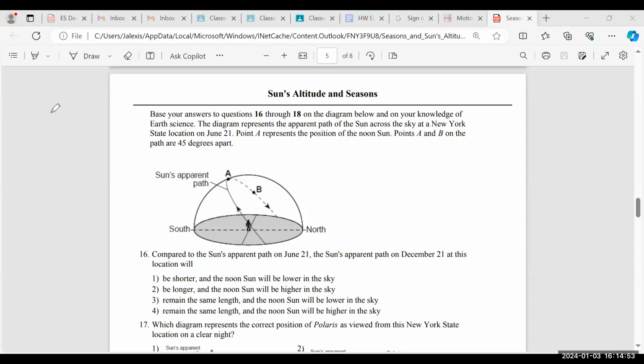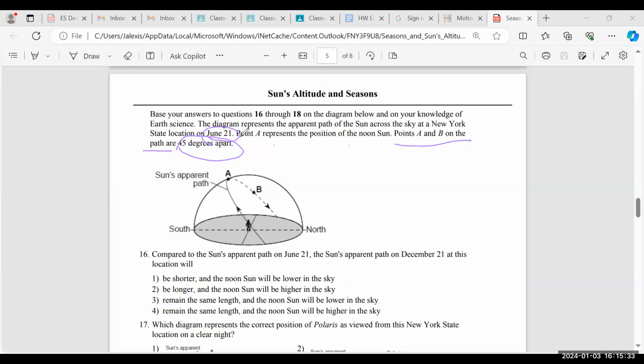Base your answers to questions 16 through 18 on the diagram below and on your knowledge of earth science. The diagram represents the apparent path of the sun across the sky at a New York State location. That is important. It's in New York State, on June 21st, that is another important thing. Point A represents the position of the noon sun. Points A and B on the path are 45 degrees apart from each other. This is also important too.